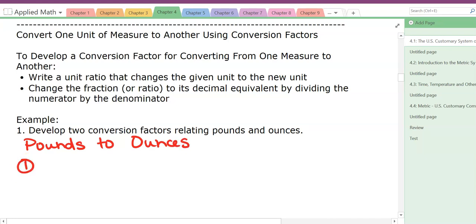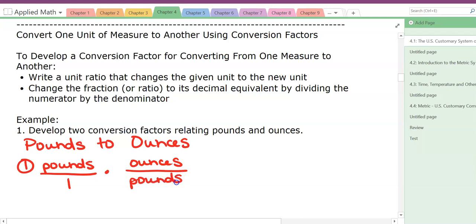First, if I were to set it up using fractions, I would put my number of pounds over 1 and take that times the number of ounces that I know are in a pound. That way my pounds cancel and I'm left with ounces.